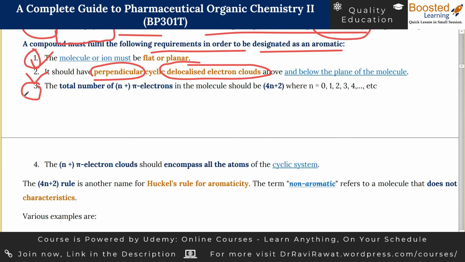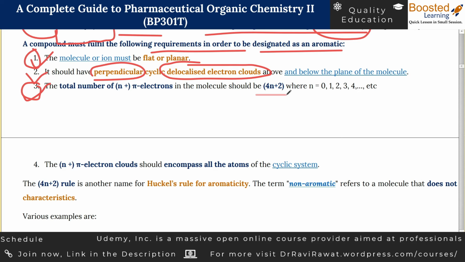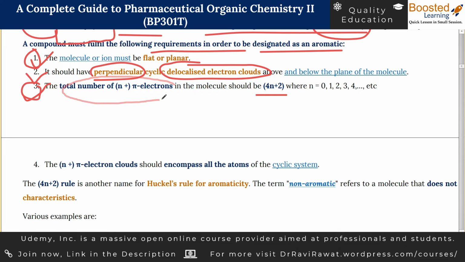Let us move to the criteria number 3, which is that the molecule should possess the electron count of 4n plus 2. The electrons which are part of delocalization, whether they are pi electrons or n electrons (we will see what n electrons are), should be in the count of 4n plus 2. What is this 4n plus 2? Let us see. You can put different values for n.